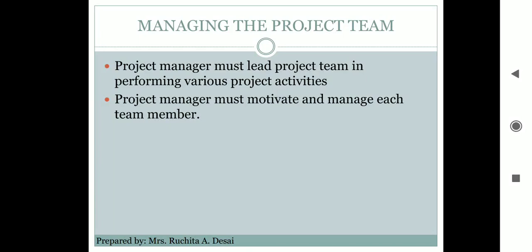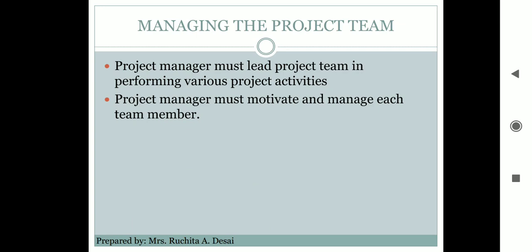Now how does all this happen? Let us look at the inputs, tools and techniques, and outputs. We need to take a few inputs from the project management areas itself. We need to know the project human resource management plan. This is the first input. This plan tells us how we are going to manage the team. We have the plan for how to manage the team in the human resource management plan.